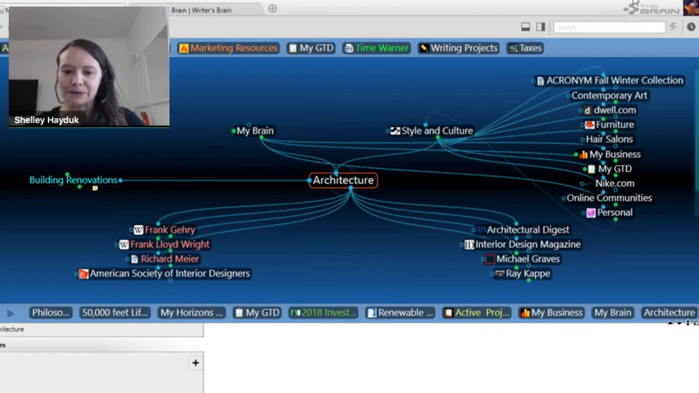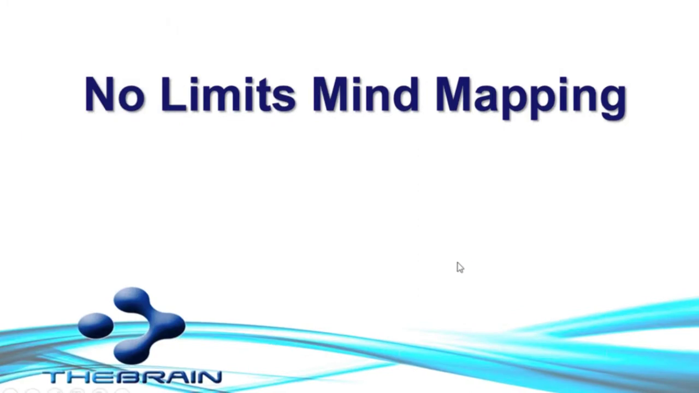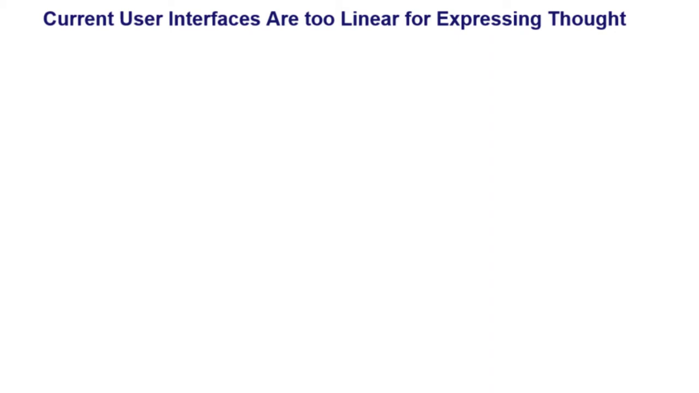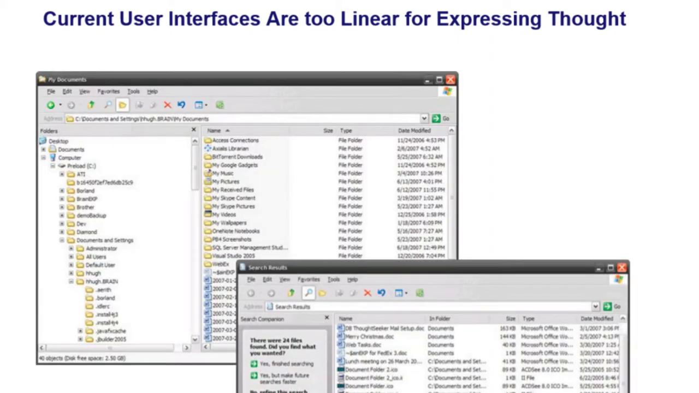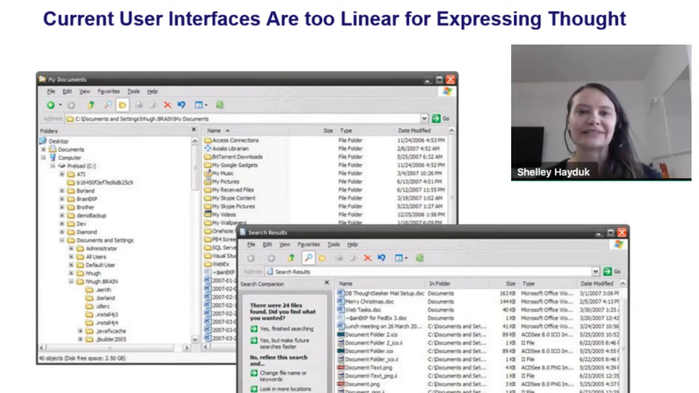Before we dive into exactly what the mega brain is, I'd like to talk a little bit about no limits mind mapping and why do I need this mega brain, and what problems does it solve? Why can't I just stick with my shared drive or Dropbox, or just upload a bunch of stuff to the folders? Well, what we're finding is current user interfaces are too linear to express your true thoughts.